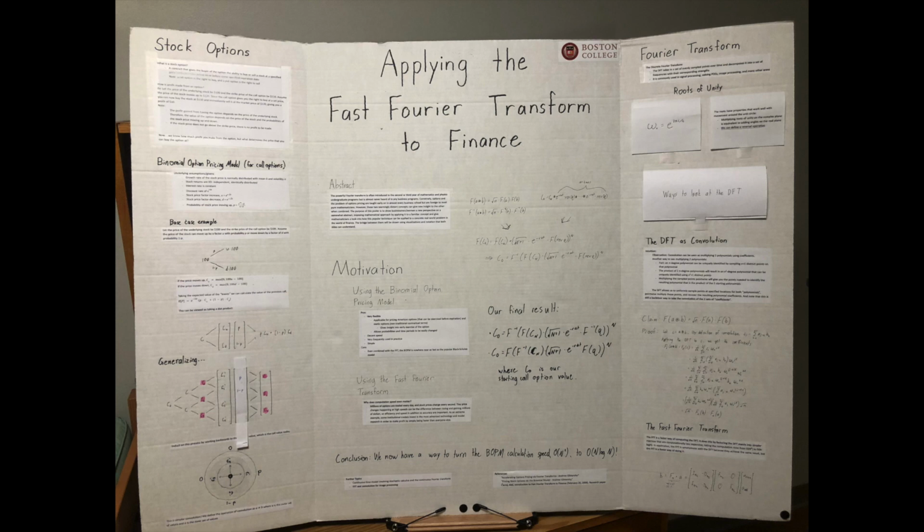This past weekend, I had the opportunity to present my research poster at the Math for All Satellite Conference at Boston College on a topic that bridged the gap between two of my interests, finance and math. I looked into how the fast Fourier transform, one of the world's most powerful algorithms most frequently used in signal processing and image processing, can be applied to a concrete example in the world of finance in pricing options.